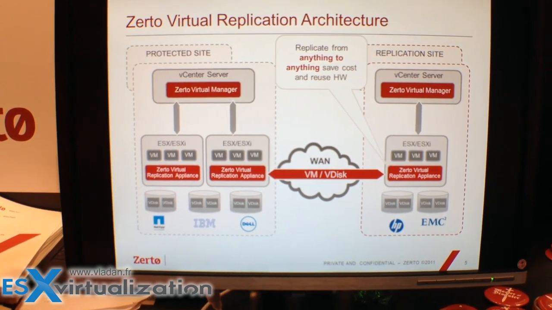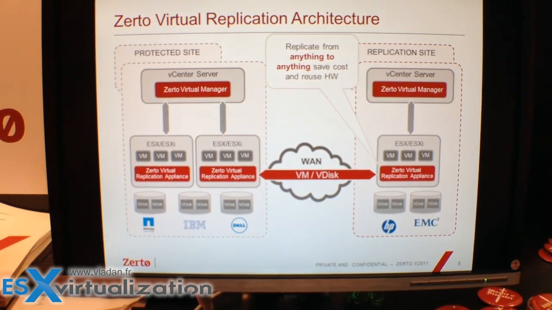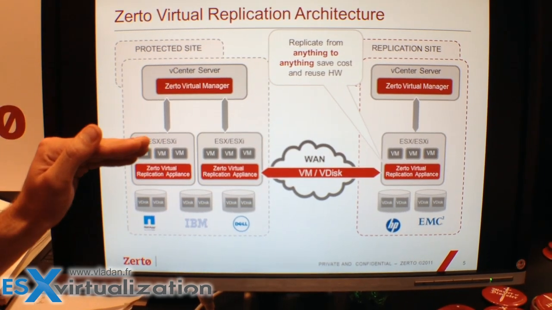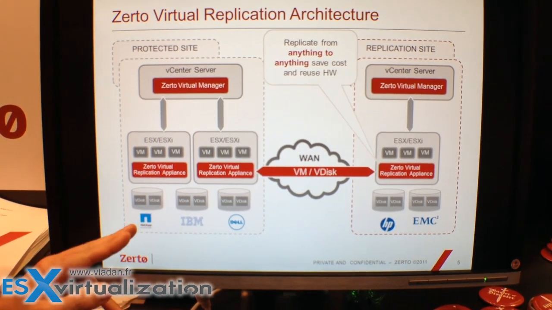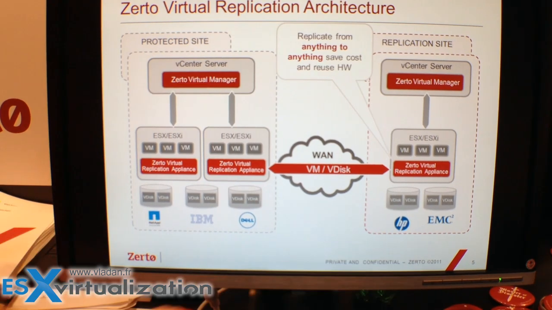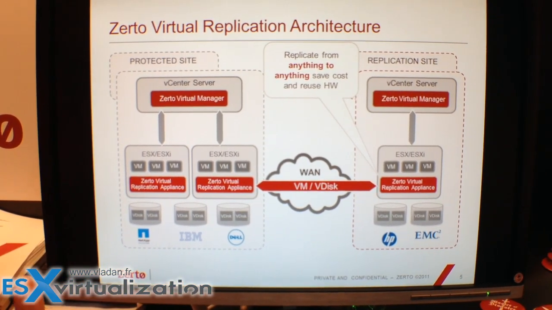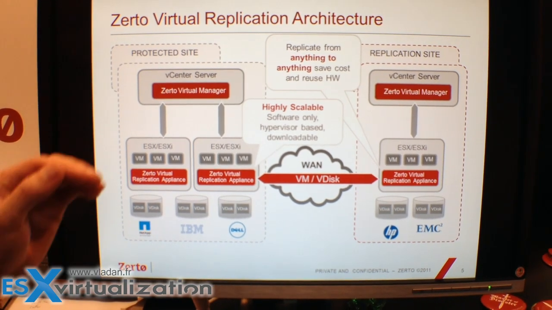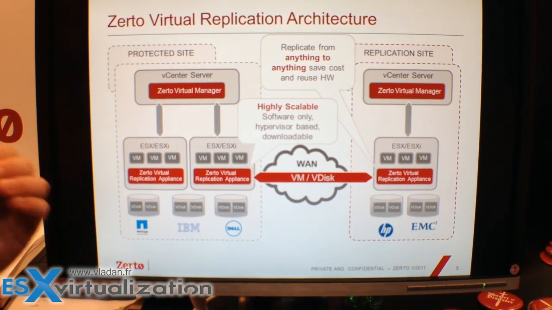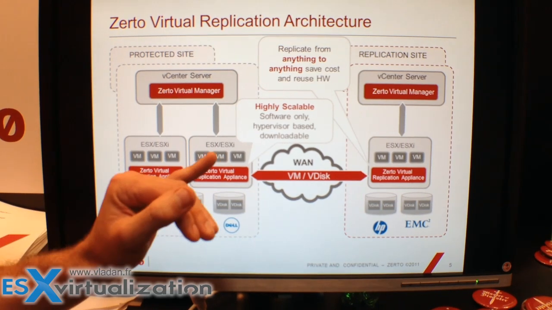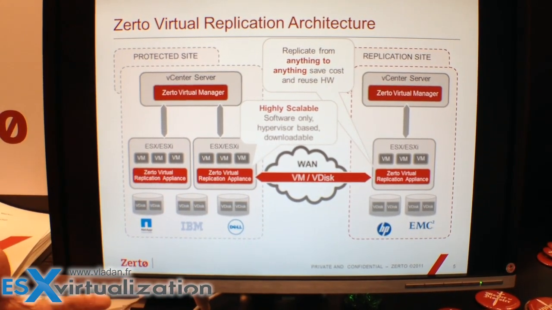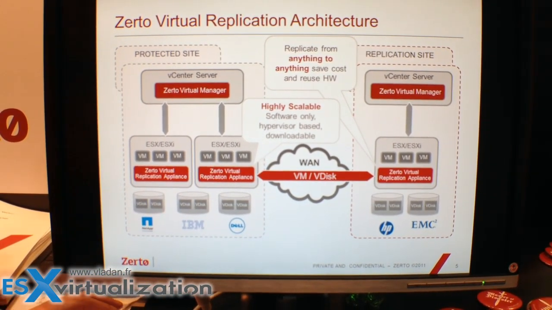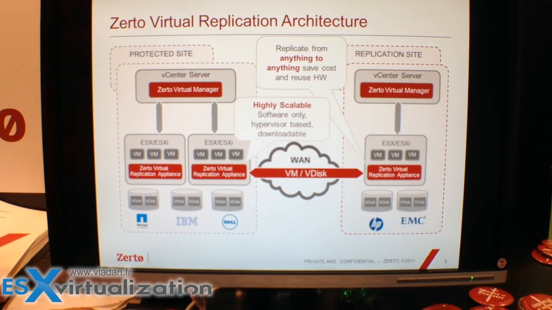So a key feature is that we replicate from anything to anything. Because we sit in the hypervisor, it doesn't matter whether you're using NetApp storage in one site, HP in another, even local disk. We replicate from anything to anything. We are highly scalable, so we have built-in scalability because we deploy 1 appliance per host. As you increase the size of your infrastructure, then you increase the power of Zerto.